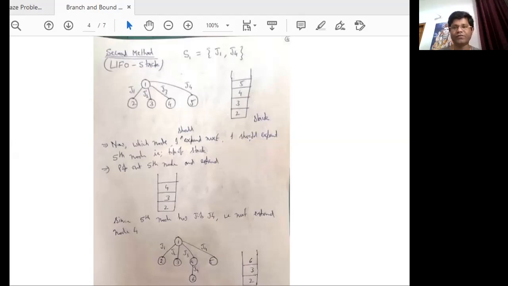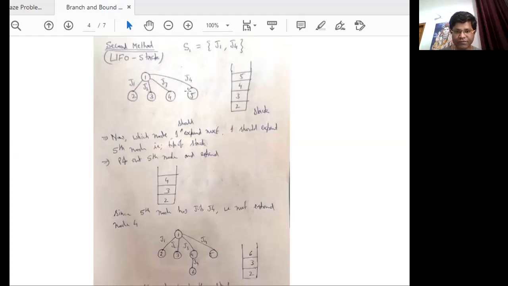So what do we have to do next? Which node do we have to expand next? The node that should be expanded next is the last node that was inserted. Since it is based on a stack operation, it means last in, first out. The node that is inserted last comes out first. So we expand node 5. We remove this element from the stack, that is, node 5 is popped out and expanded.